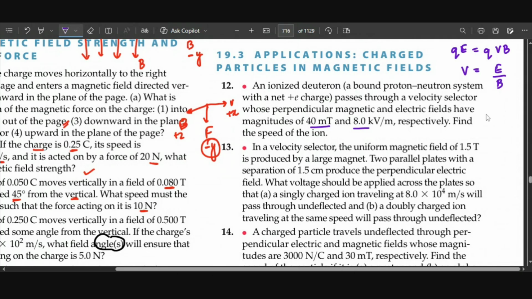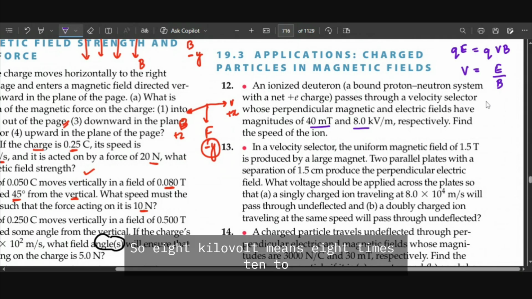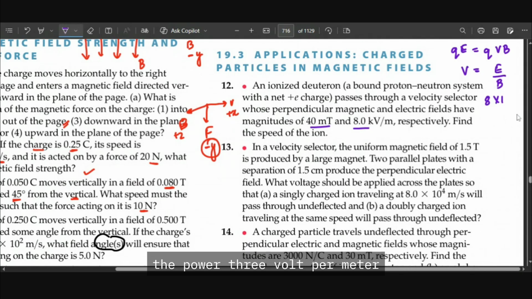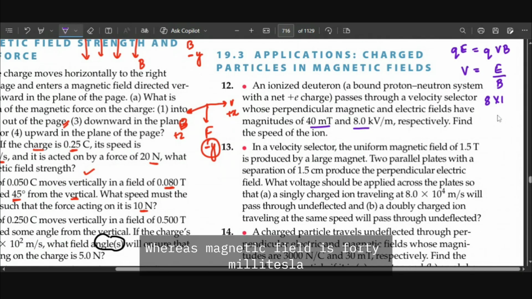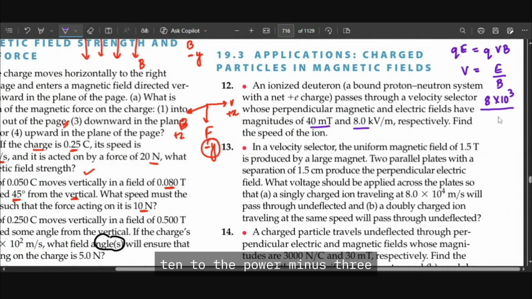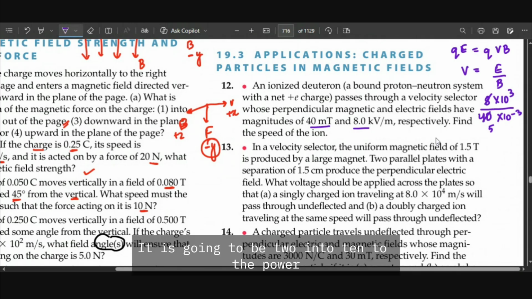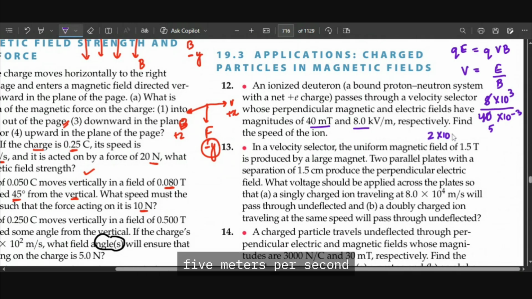Electric field is what? 8 kilovolt per meter. So 8 kilovolt means 8 times 10 to the power 3 volt per meter, whereas magnetic field is 40 millitesla. So 40 millitesla means 40 times 10 to the power minus 3. So this is going to be 1 by 5. 1 by 5 is 0.2. So it is going to be 2 into 10 to the power 5 meters per second.